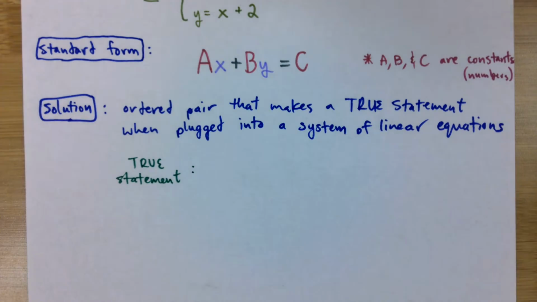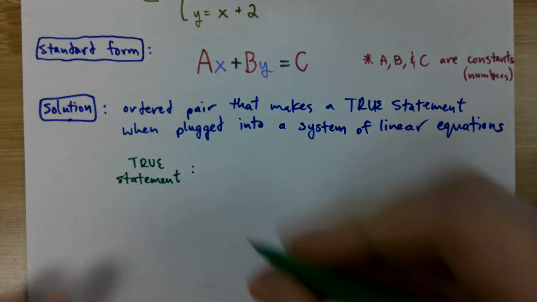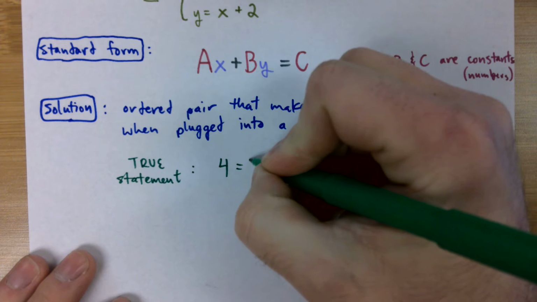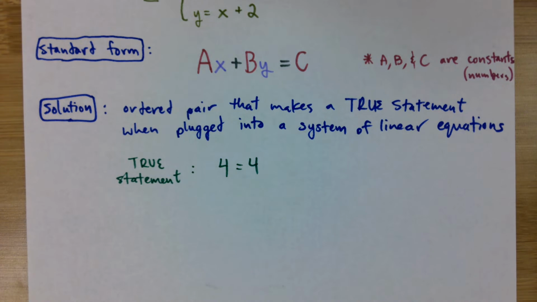So a true statement is going to look something like this. 4 equals 4. Give me a thumbs up if you think that's a true statement right there. 4 equals 4. Yeah, Hannah's got her thumbs up. Mason's got his thumb down. That's okay. 4 equals 4, right? Like I said, we can't debate that. It's a fact. 4 is equal to 4.